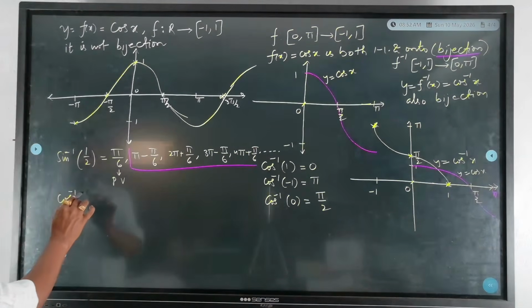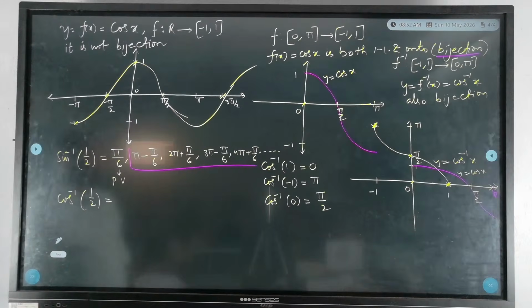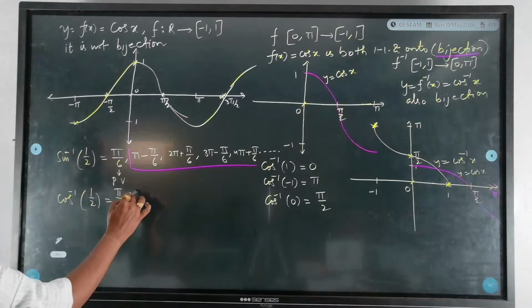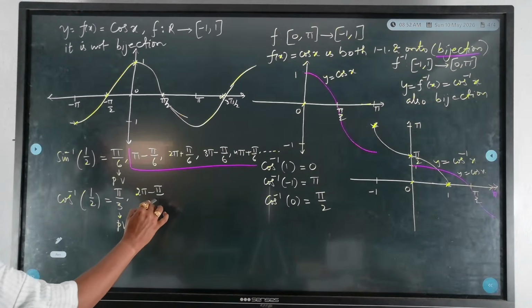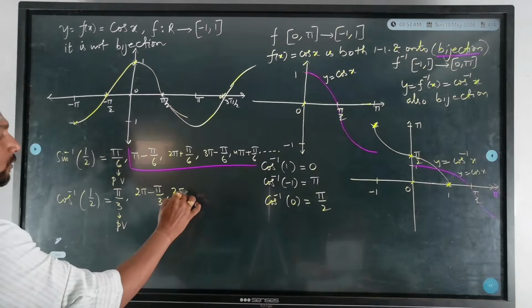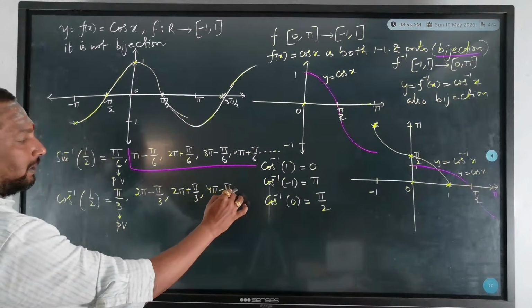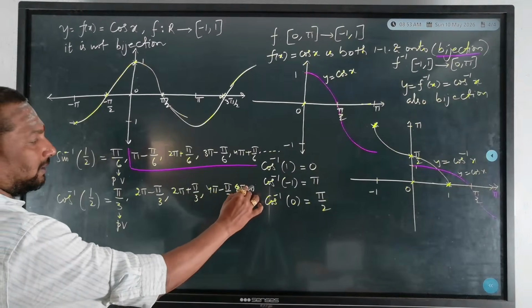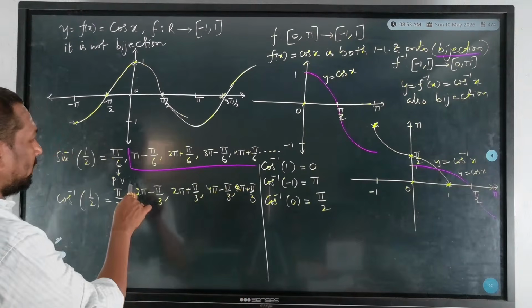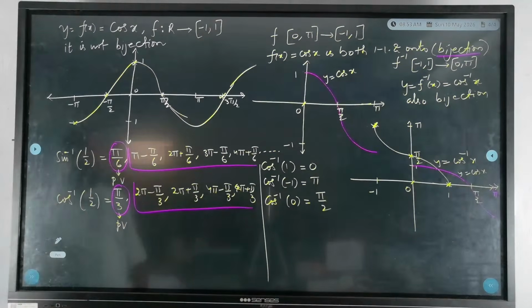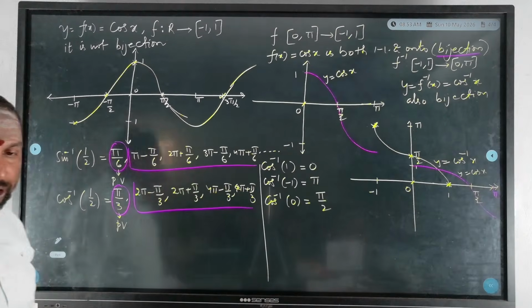Like cos inverse 1 by 2. Pi by 3. This is the principal value. Like 2 pi minus pi by 3, 2 pi plus pi by 3, 4 pi minus pi by 3, 4 pi plus pi by 3, and so on it will continue, but this is the only principal value. Like this we have to write the values. Okay?